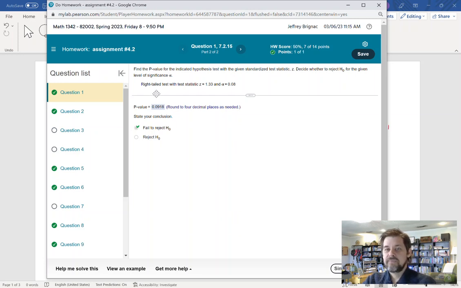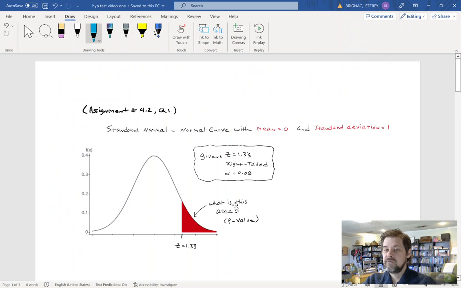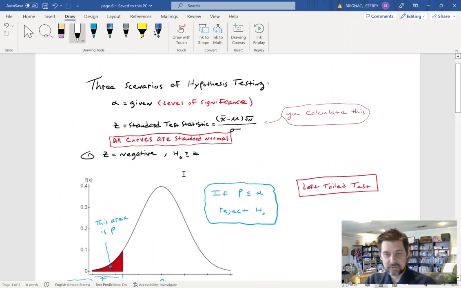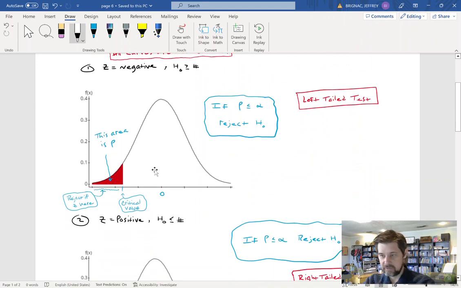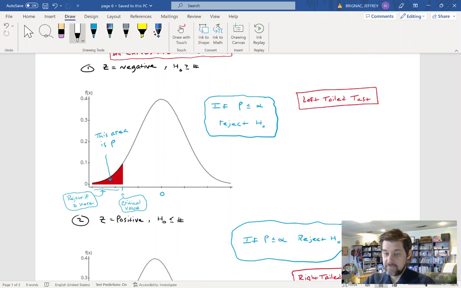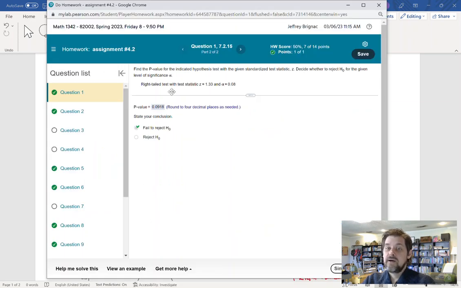Here it says find the p-value for the indicated hypothesis test with the given standardized test statistic. Eventually we'll calculate the standardized test statistic, but not now. We're just going to worry about how you read these curves and decide on everything that's in these pictures. That's where we'll begin. It says we have a right-tailed test with test statistic z is 1.33 and alpha is 0.08.